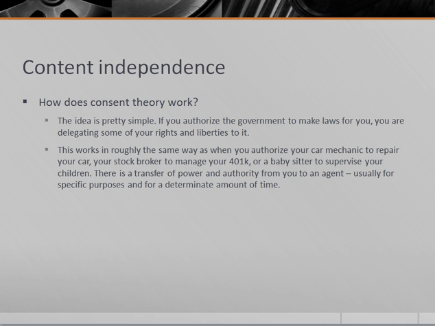We understand this delegation of power, this consent to alienate some of our rights to another agent, fairly intuitively. We do it all the time.